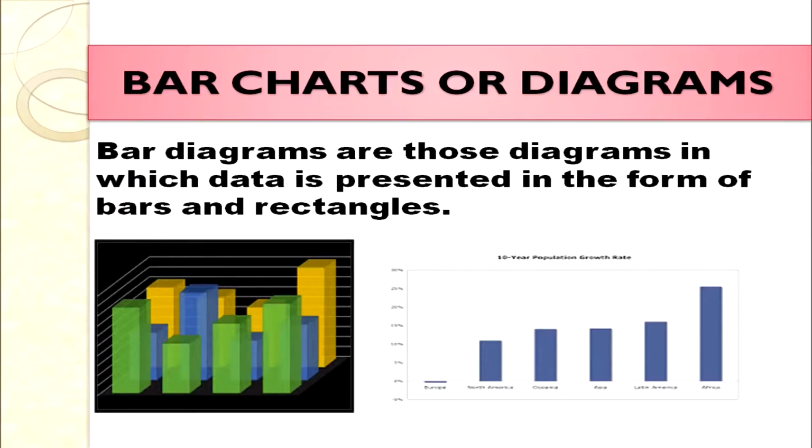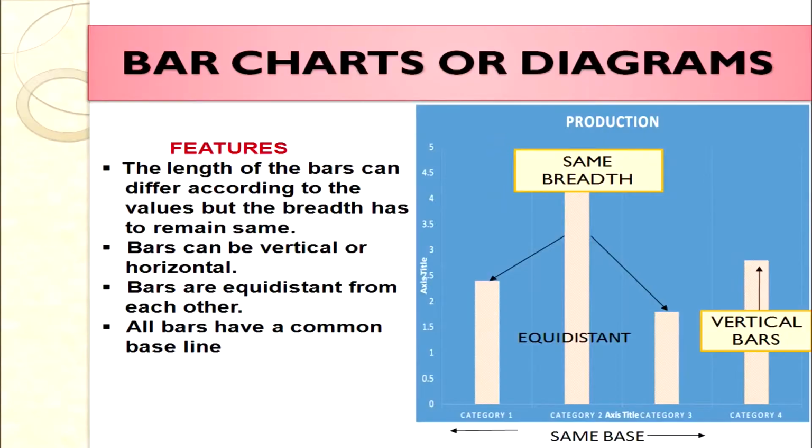Now, when we talk about bar diagrams, they may be drawn horizontally or vertically. Bar diagrams are those diagrams in which data is presented in the form of bars and rectangles. Before we discuss different types of bar diagrams, we must know the key features of bars, and only then can we construct the different types of bar charts.